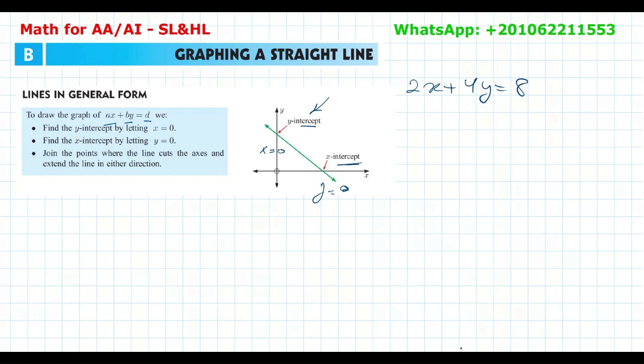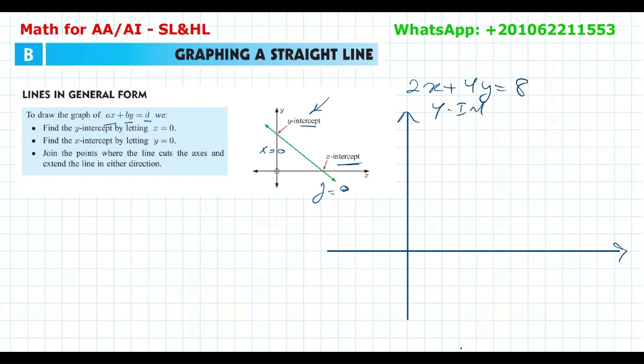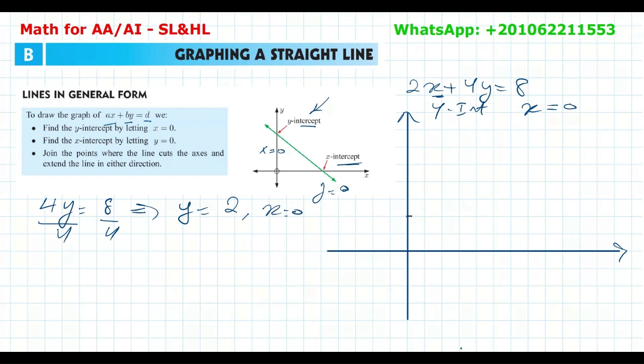Then you're gonna use the technique we used before, or this new one. This is the y-axis, and this is the x-axis. Following just the steps, the main rules. To find the y-intercept, you put x equals 0 in the equation. When you put x equals 0, the equation becomes 4y equals 8, then divide both sides by 4, so y equals 2. While x equals 0, y equals 2.